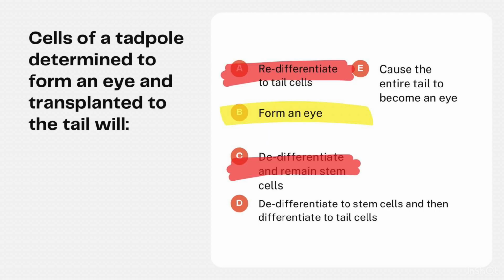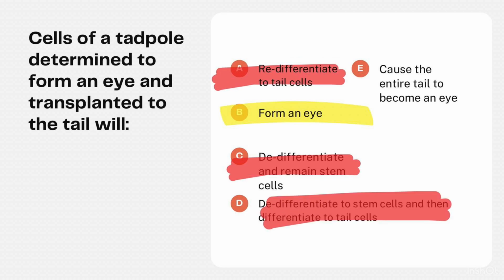Let's look at D. It's also wrong for the same reasons. D: dedifferentiate to stem cells and then differentiate to tail cells. For similar reasons, if the cells were to dedifferentiate to a stem cell state, they would not be able to retain their eye-forming properties and would then have to differentiate again to become tail cells. But as previously mentioned, the cells in this case are able to form an eye, indicating that they have not dedifferentiated.